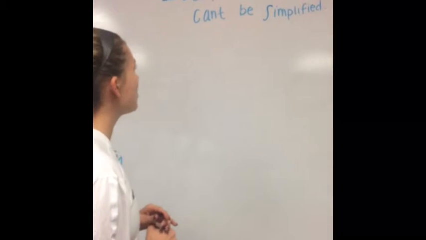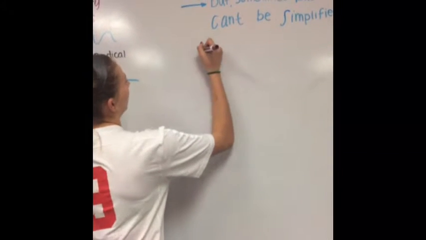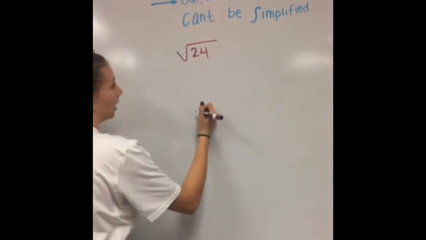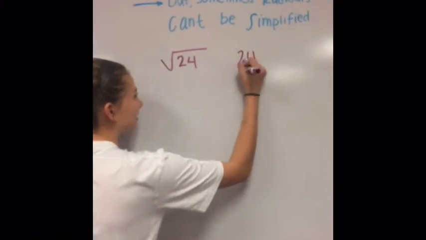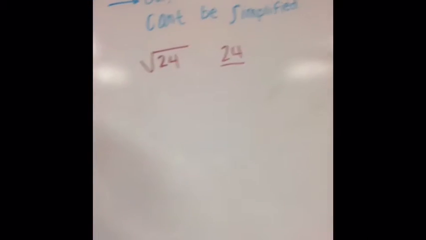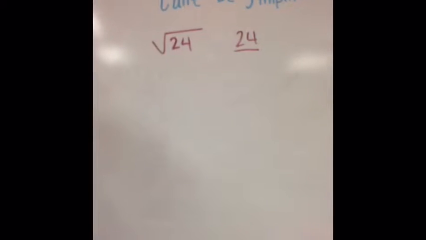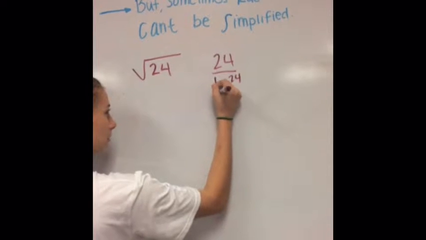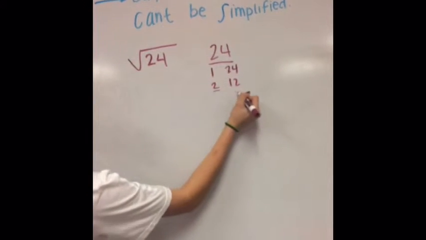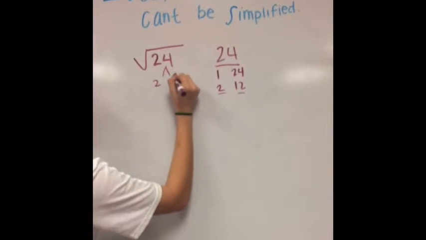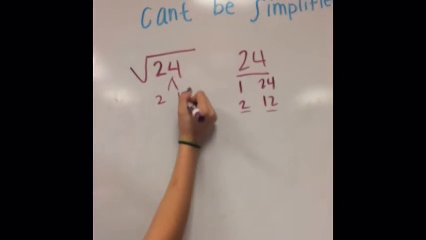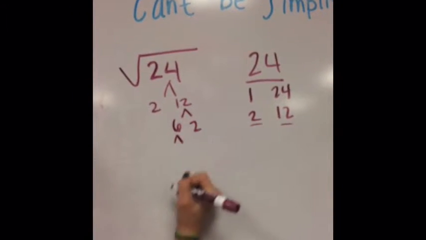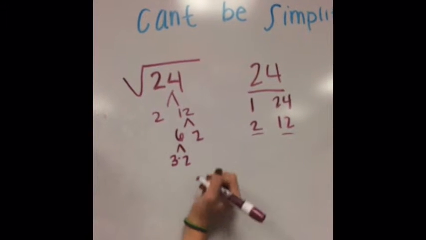So, for example, radical 24. There's no 2 multiples that multiply by itself to get 24. So you would look at the multiples of 24: 2 and 12. And you're just finding the multiples of 12, and that would be 6 times 2. And 3 times 2 equals 6.